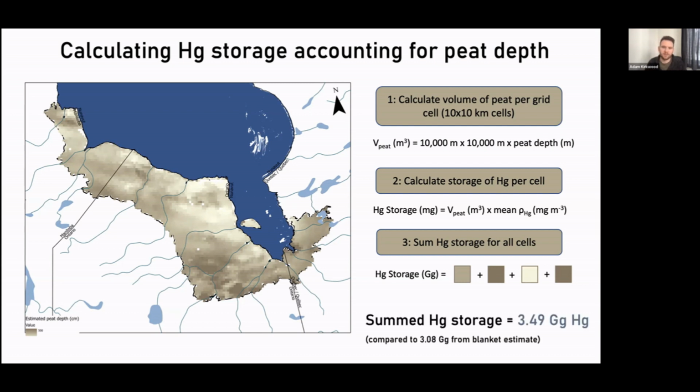Once we summed all of the cells, we found that including peat depth revised the estimate to about 3.49 gigagrams of mercury. Keep in mind, this didn't include fens versus bogs. This is just another blanket estimate, but this time including peat depth as the spatial variant. And again, this is compared to 3.08 gigagrams. So including peat depth didn't drastically change how much mercury we calculated to be stored, which to me was a bit surprising. I expected that when we explicitly accounted for peat depth, it would either significantly increase or decrease the amount of mercury, but that's not the case, which is something I find interesting.